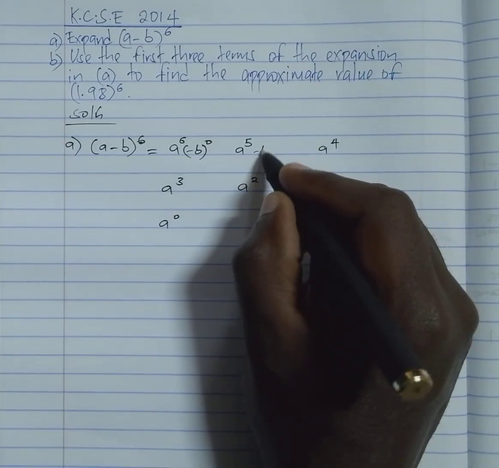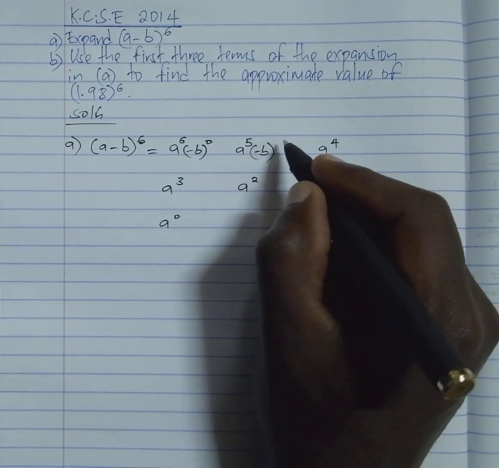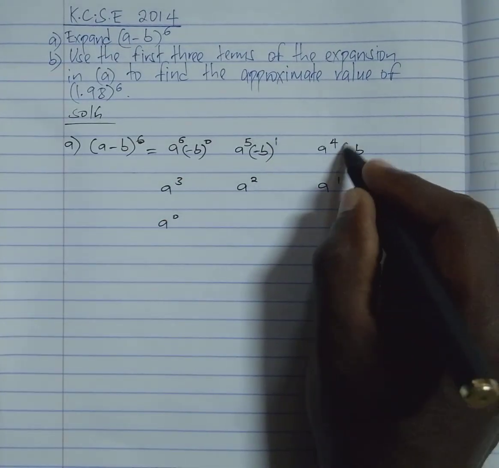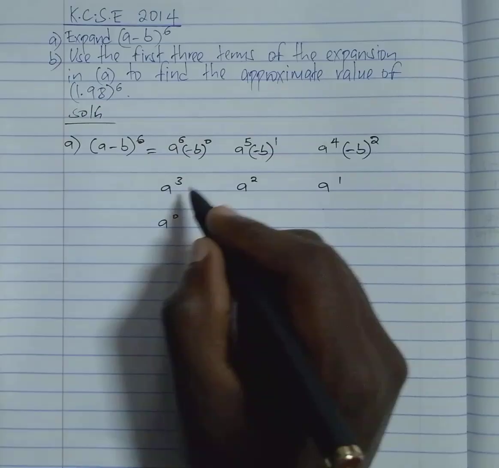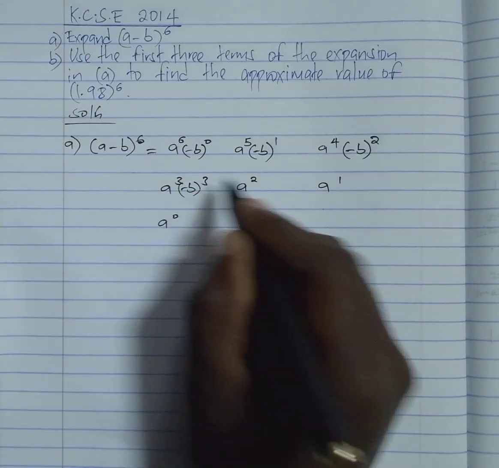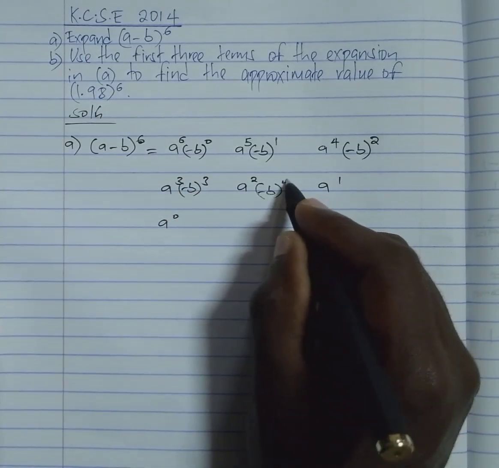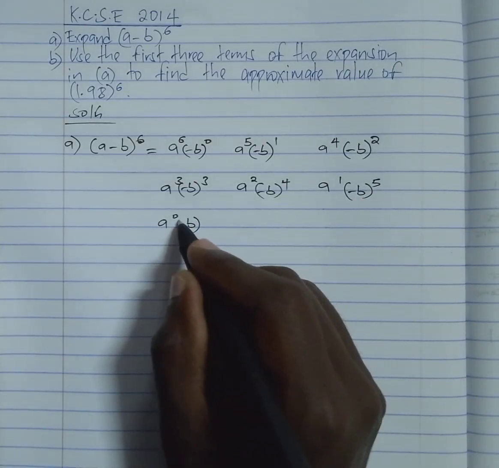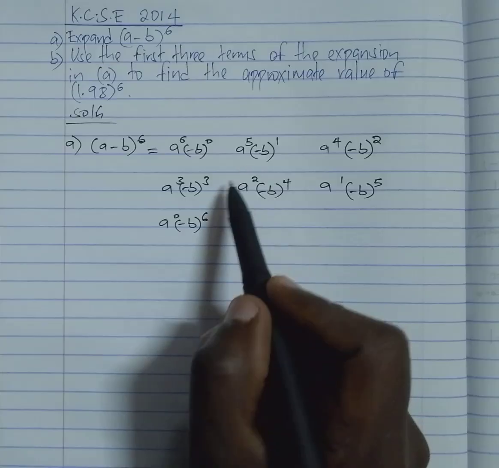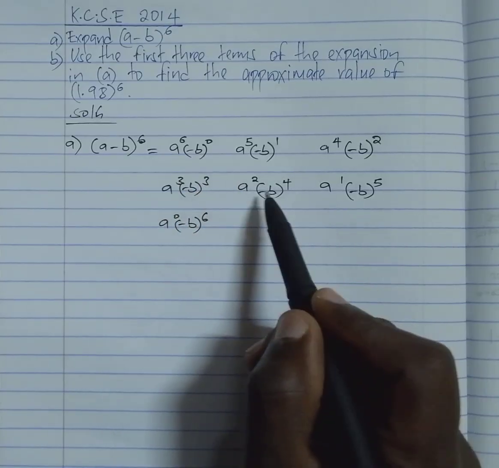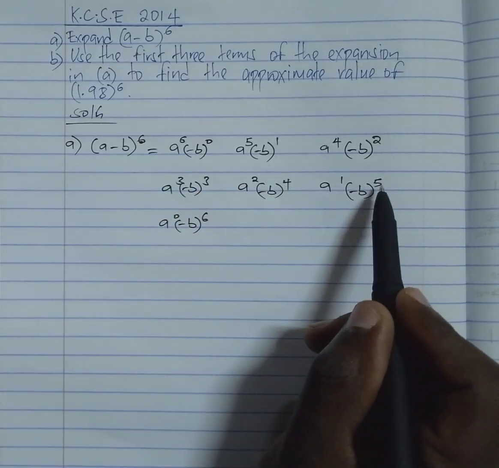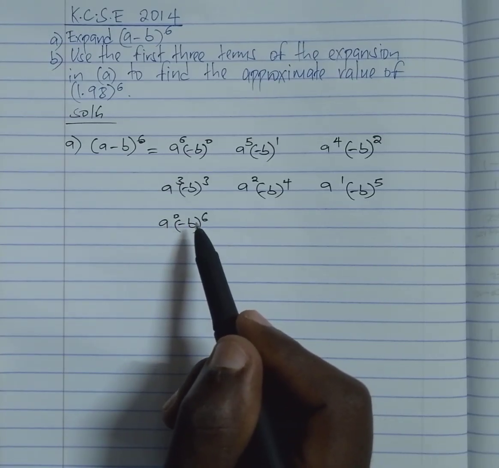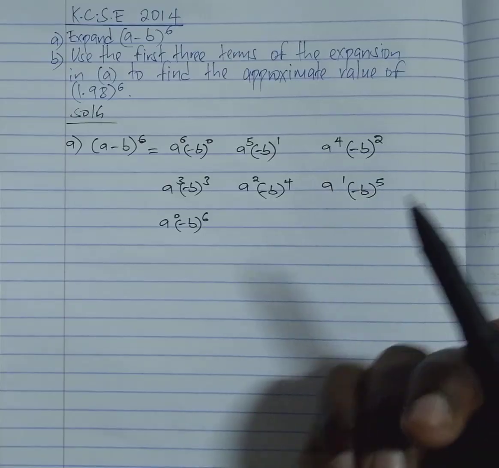So you take (−b). This one is going to be to the power of 1. Then (−b) to the power of 2, (−b) to the power of 3, (−b) to the power of 4, (−b) to the power of 5, and finally (−b) to the power of 6. So you will see that when you add the powers, 3 plus 3 is 6, 2 plus 4 is 6, 1 plus 5 is 6, 0 plus 6 is 6. That is what you should be doing to confirm if you have gotten the correct combinations.